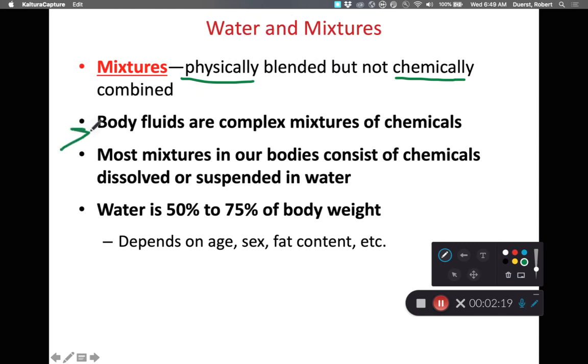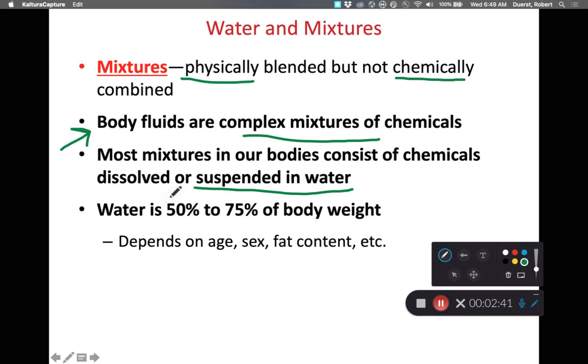When we think of liquid in our body fluids, we have complex mixtures in our bodies. Most mixtures in our body are going to be dissolved in water. This is one of the reasons why we refer to water as a universal solvent. It's able to dissolve very many different things.